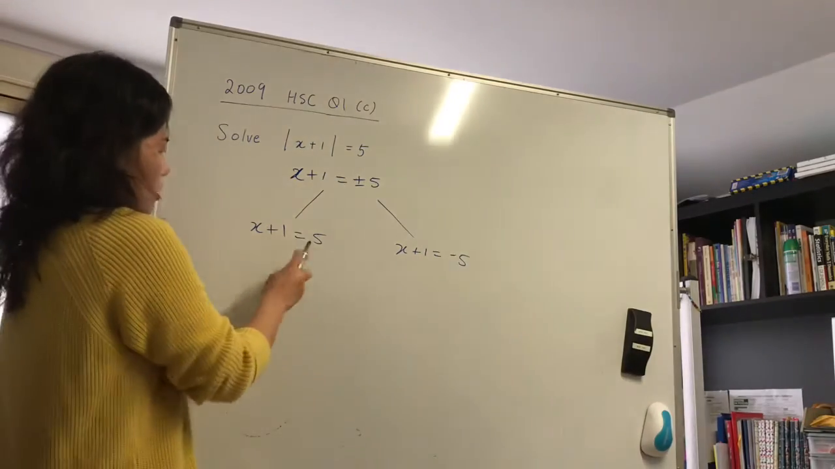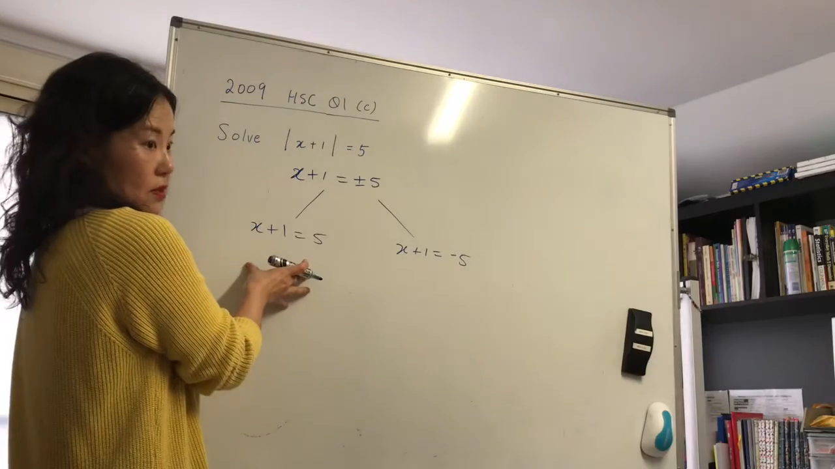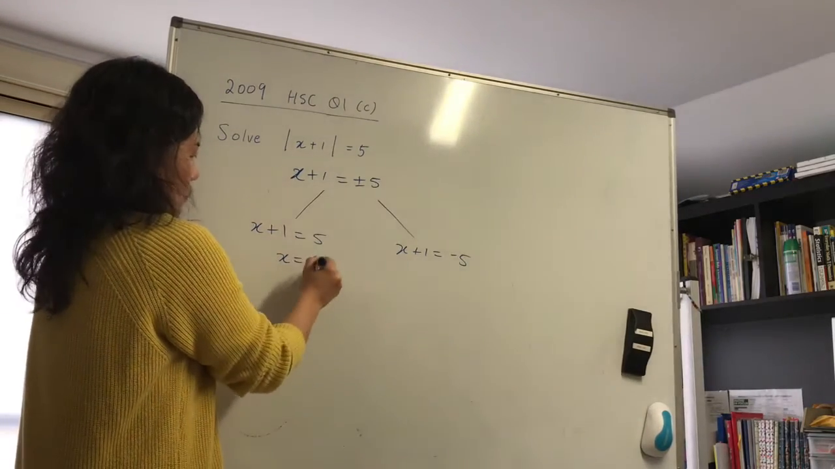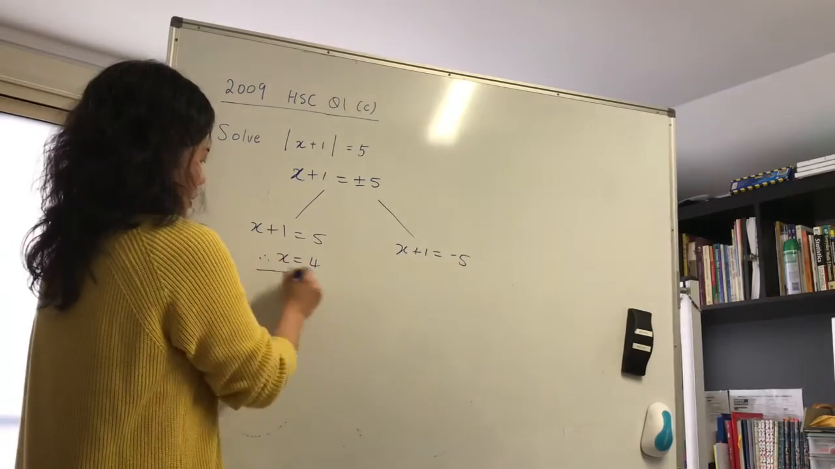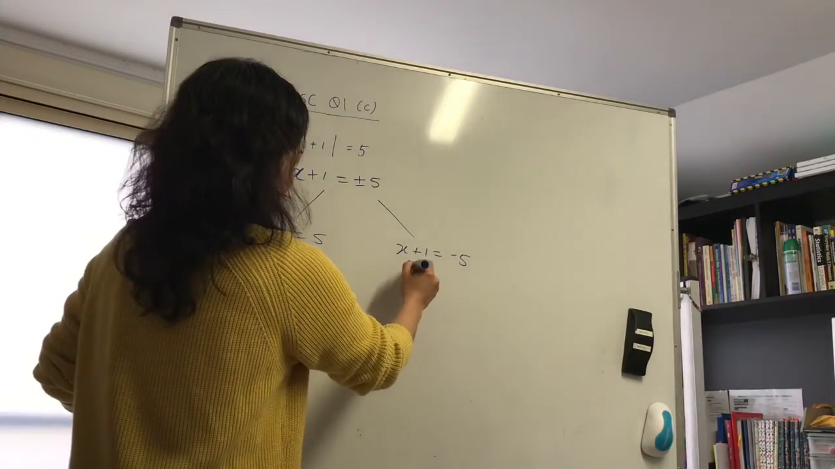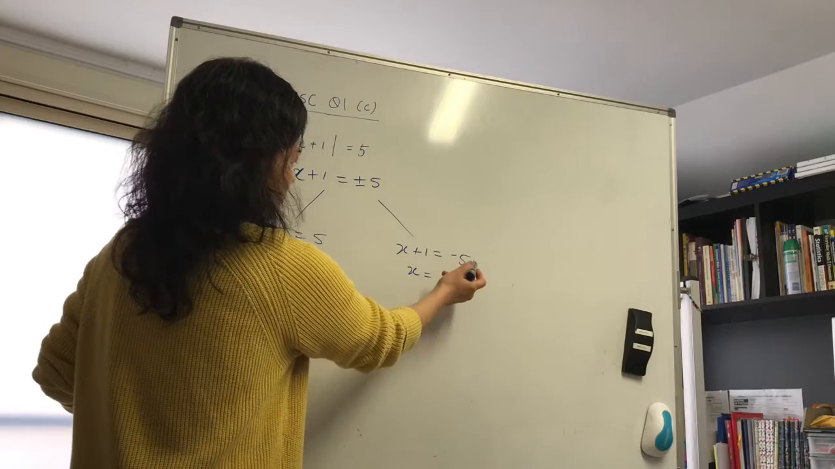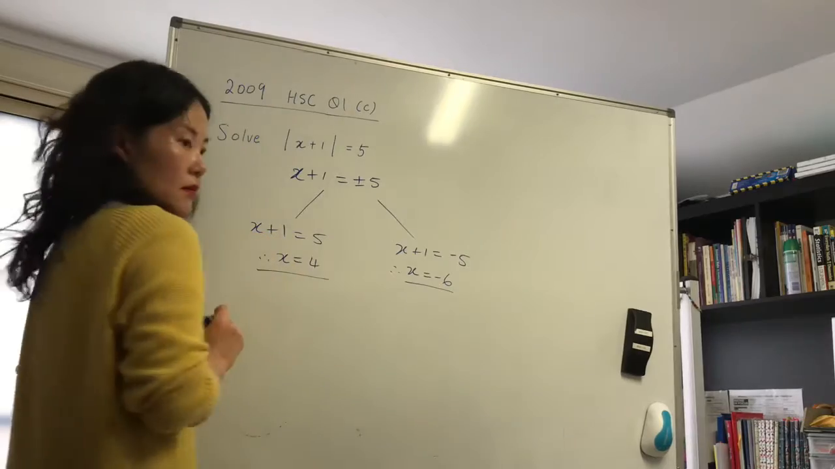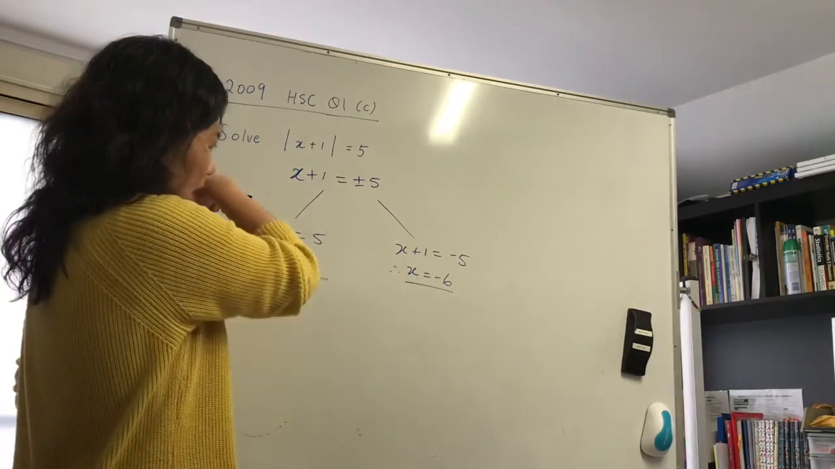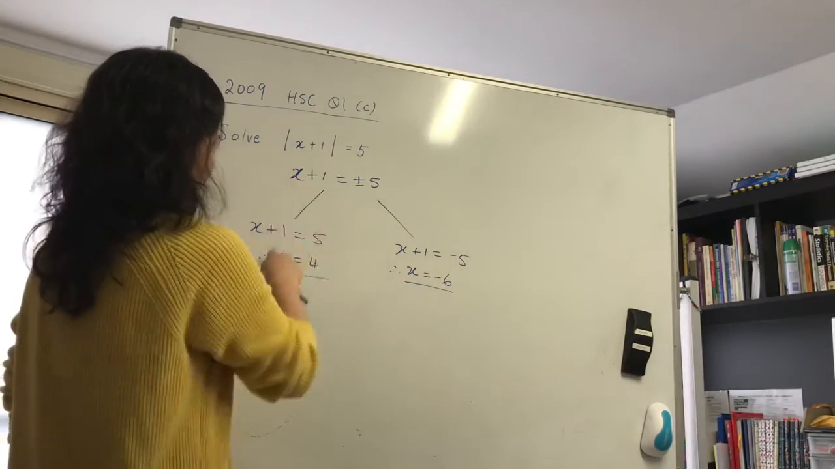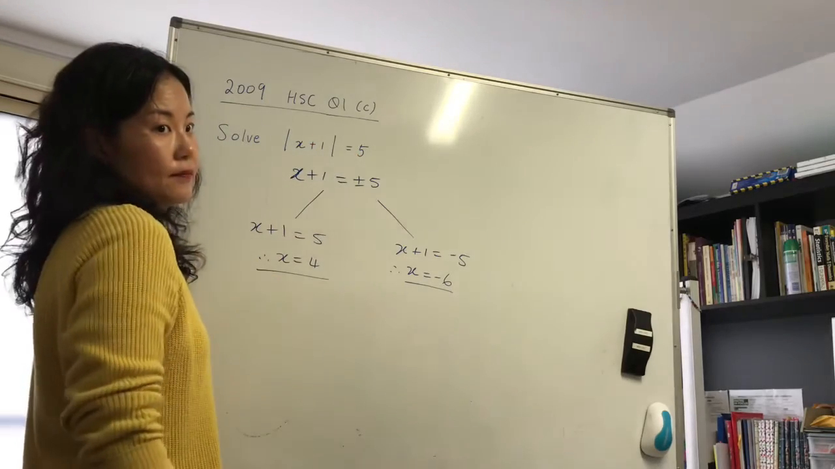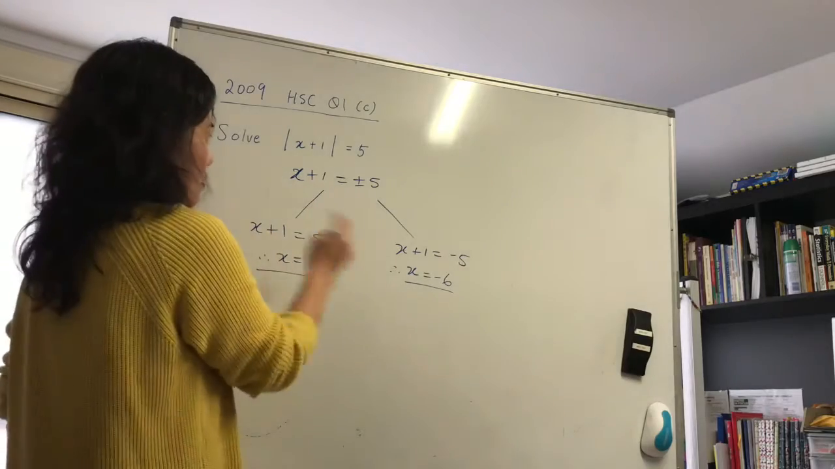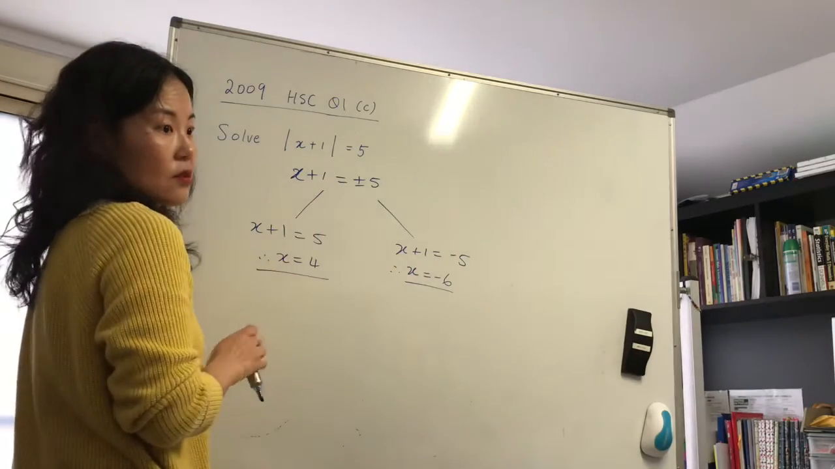Now, what do we do here? This will be, what is it? First step equation. So x will be 4. And then, what's this one? X will be, moving the 1, it will be -6. But you have to check, when we put this into here, whether we will get 5. So we got the possible solutions, but it doesn't mean they're solutions for this. So we have to check.